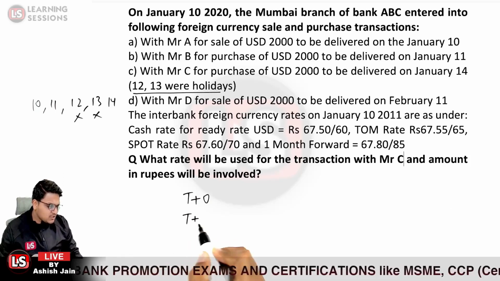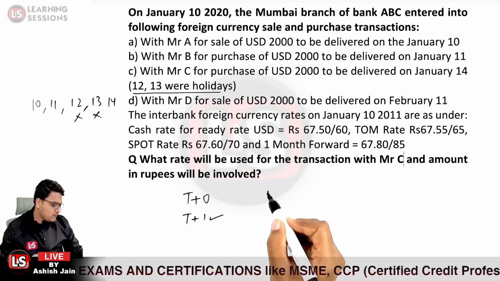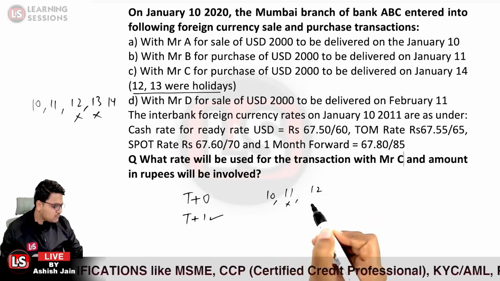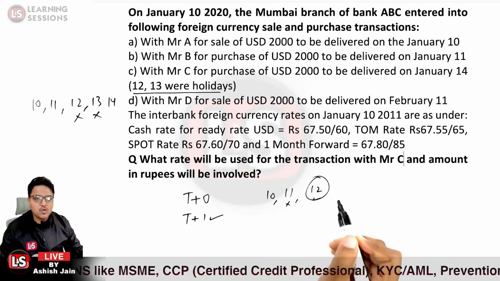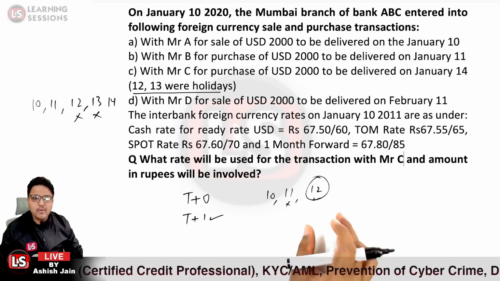If we say the transaction is to be settled on the next working day, it is set to the cash rate. So here is a scenario. If the 10th is a working day, the 11th is a holiday, and the 12th is working, and the transaction is settled on the 12th, what rate would be applicable? It will be the term rate which will be applicable.